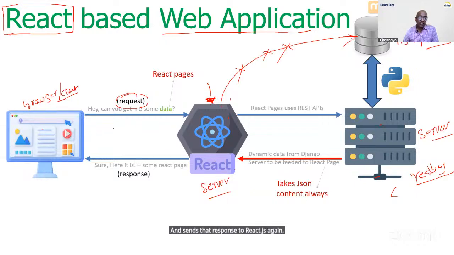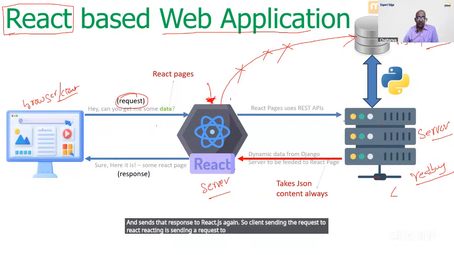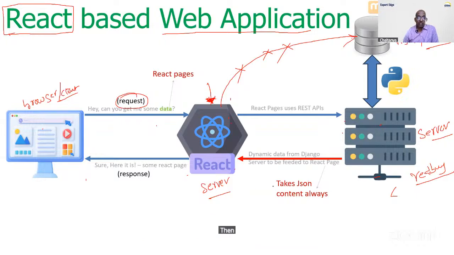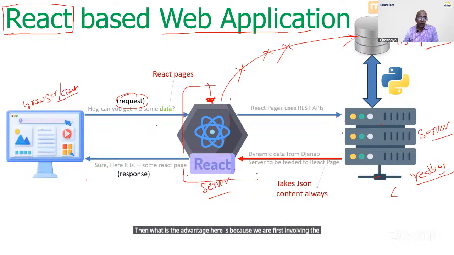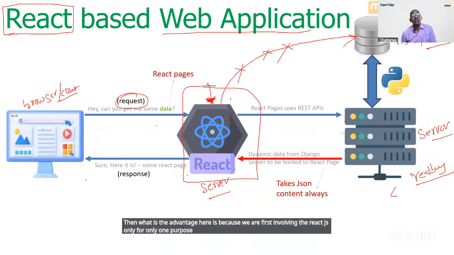So the client sends the request to React, React sends a request to the Redbus server, the Redbus server sends a response to React, and again React sends the response to the client. It's a two-step communication. The advantage here is that we first involve React.js for only one purpose, because it has a very awesome and fantastic user interface.